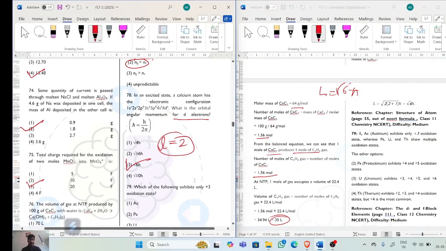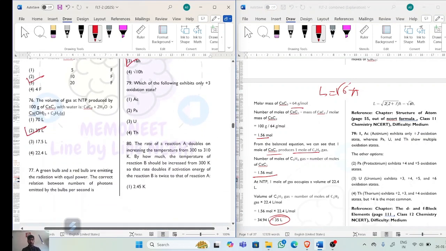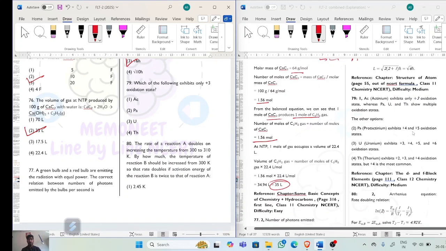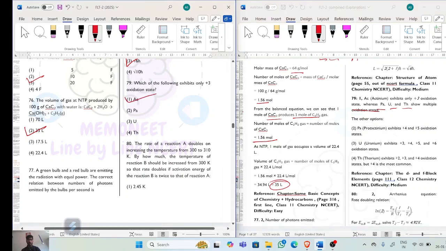Now question number 79. Which of the following exhibit only plus 3 oxidation state? Okay, we know this question is from d and f block elements. The actinium exhibits only plus 3 oxidation state, whereas Pa, uranium and thorium show multiple oxidation states. Okay, so the oxidation state shown by actinium is only plus 3.